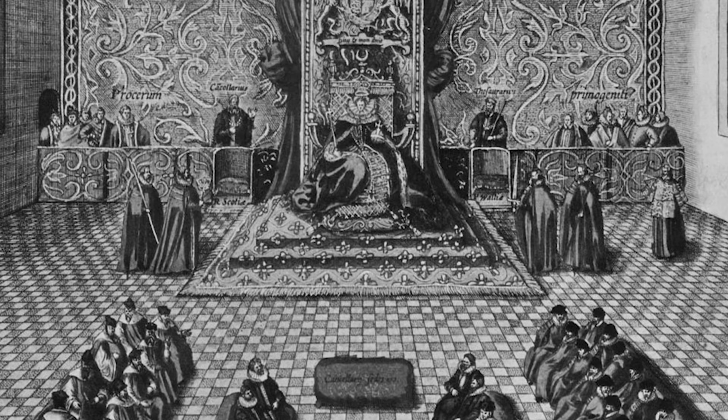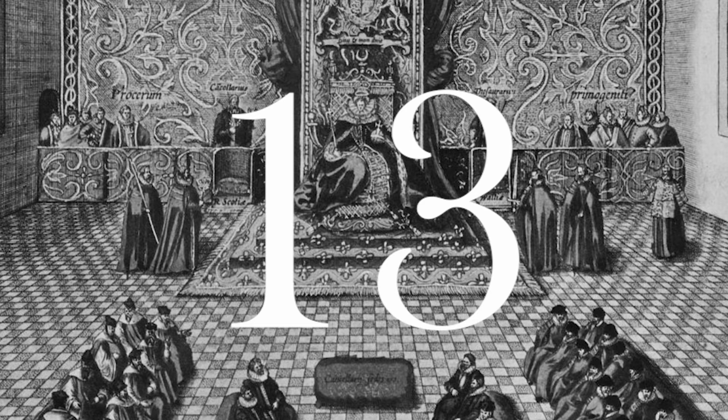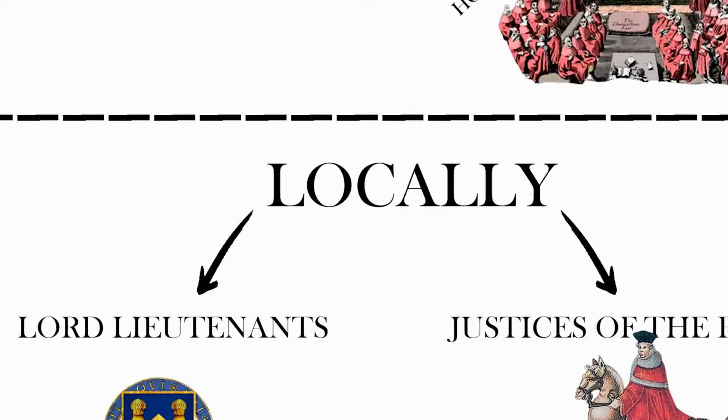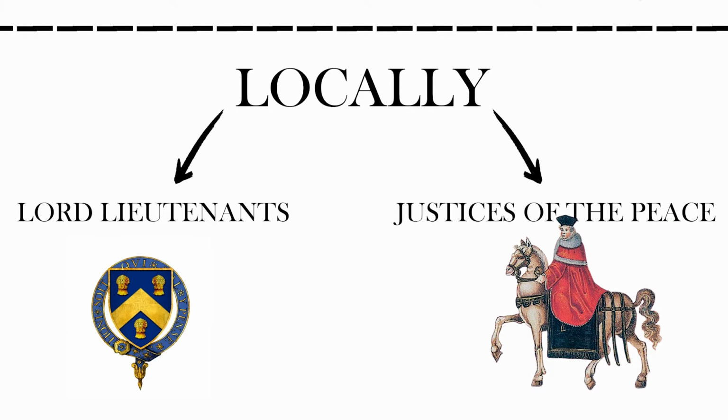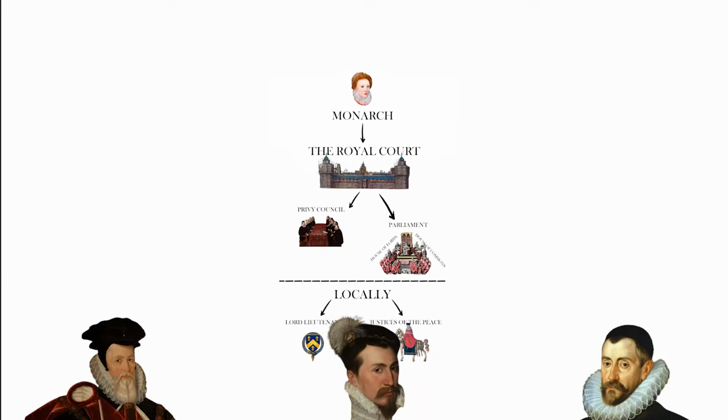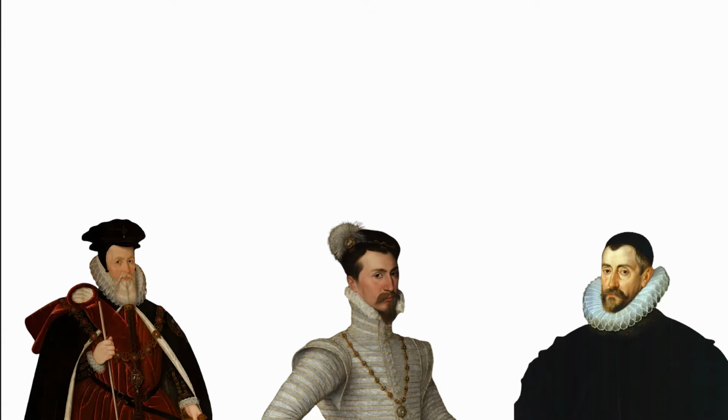Elizabeth didn't call Parliament much during her reign, only summoning them 13 times, most of the time to grant her taxes. On the local level, Elizabeth appointed noblemen to the Lord Lieutenants, who governed the counties and raised local militias, and the Justice of Peace, who kept law and order in their localities. Let's take a look at some of the key figures in government. Make sure to remember these names.